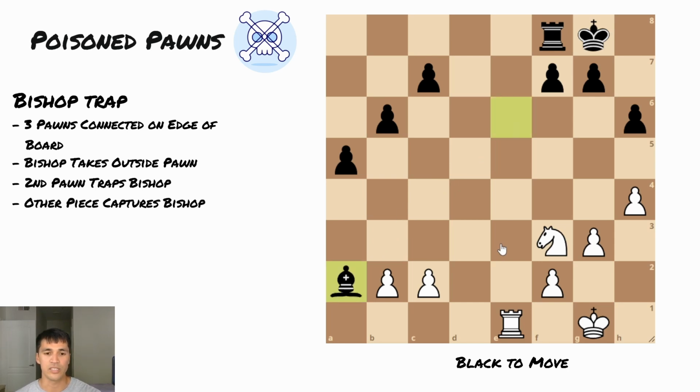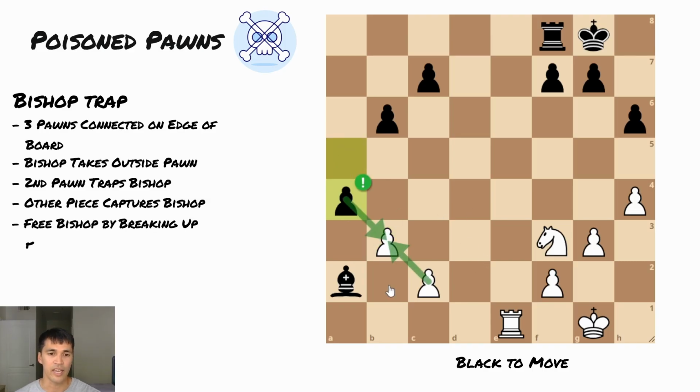So black takes a2. Again, white is going to try to trap the bishop. But now, black is going to play their pawn to a4. And now they're going to use their pawn to break up the pawn chain and free the bishop. So if white takes the pawn here, of course, black is free to just bring that bishop back. And it's essentially a trade. So each side got a pawn.